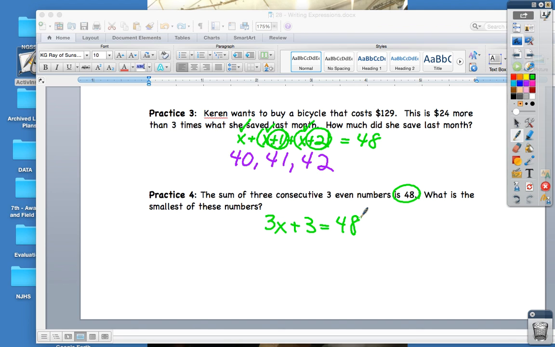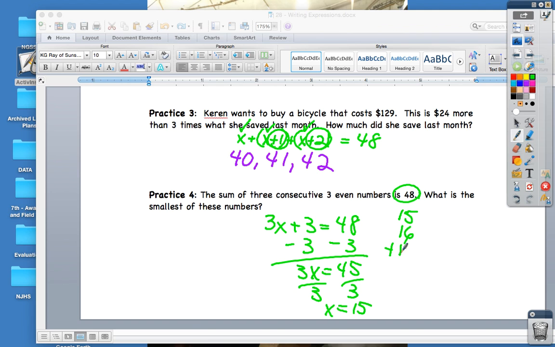Okay, so the X is your smallest number. And then I created an equation by showing the relationship of the 3 numbers. And it's 3x plus 3, which I can solve. Subtract 3 from both sides. 3x equals 45. Divide by 3. X equals 15. So now I'm going to say, does my answer make sense? 15 plus 16 plus 17 equals 48. Is that what I wanted it to equal? Yes, yes ma'am.